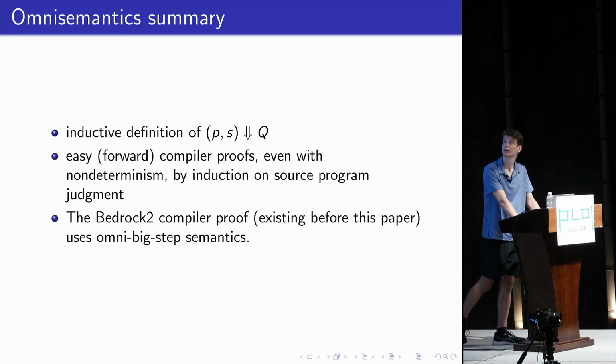So in summary, omnisemantics gives us an inductive definition of this program running to this postcondition, which allows easy forward compiler proofs. And this is particularly relevant for what I'm talking about now because the Bedrock2 compiler proof that we extend in this work to say things about security properties uses omni big step semantics, which is this down arrow judgment I have here.